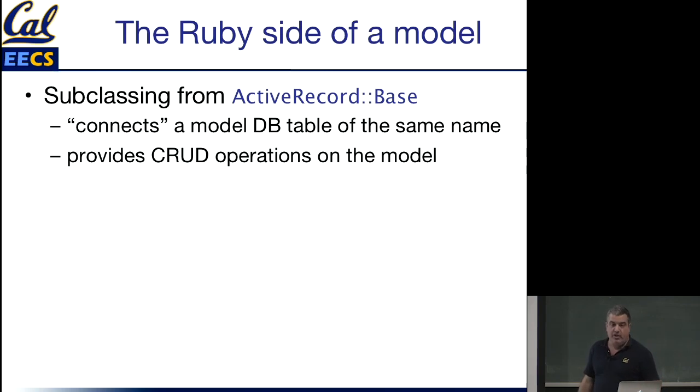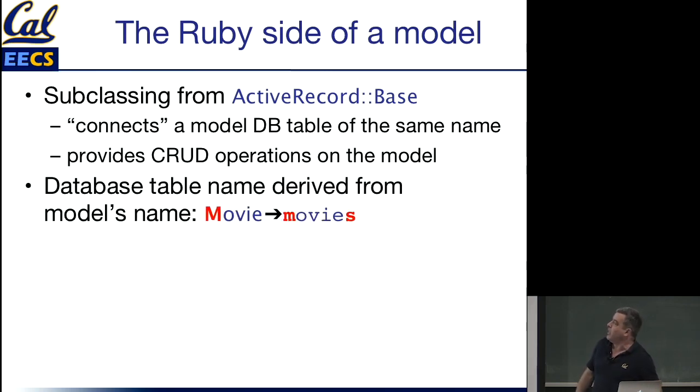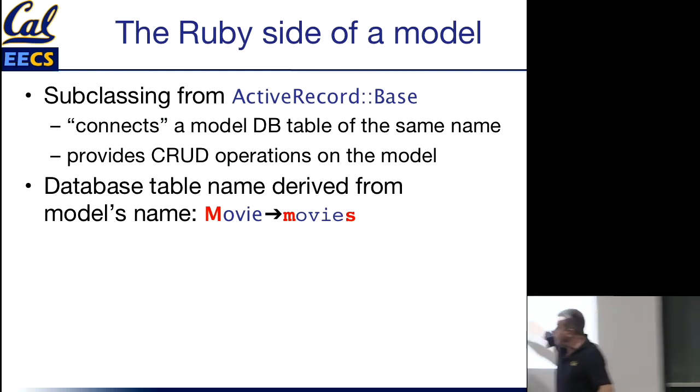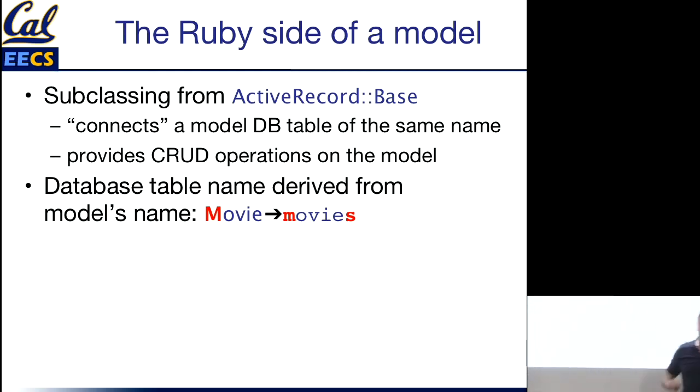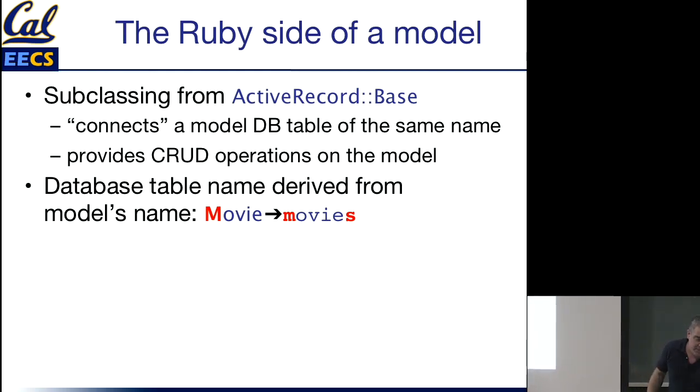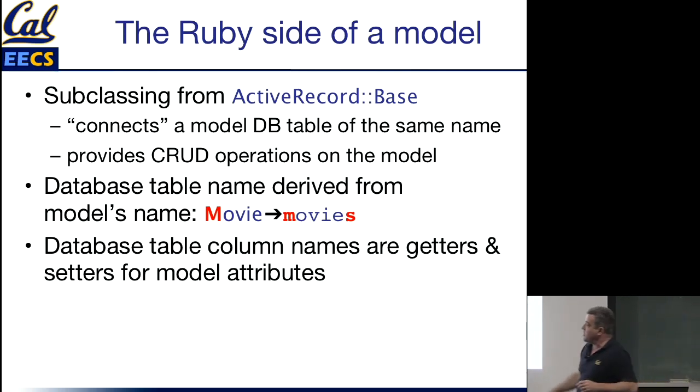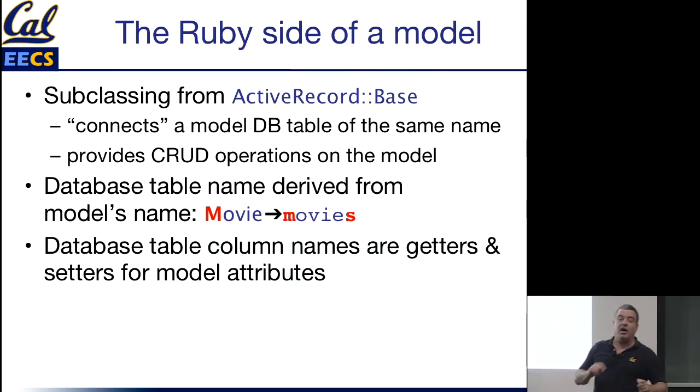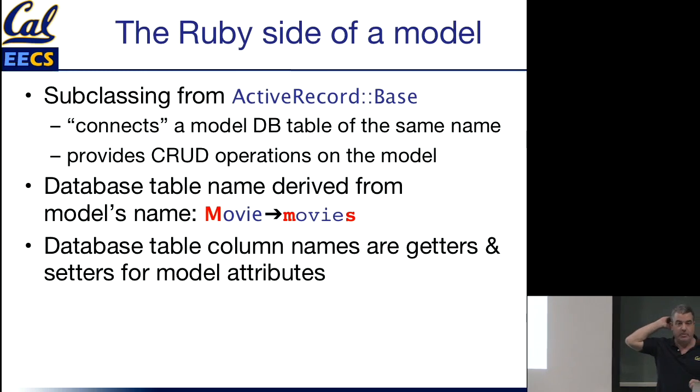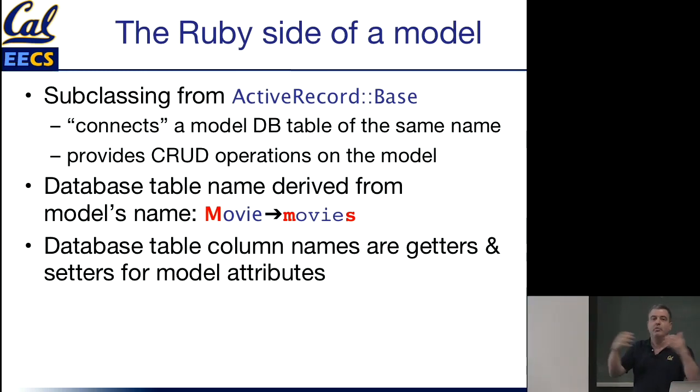Thanks to convention over configuration, we know how the database table is named. Basically, you take the name of the model, and you assume that the database table is lowercase and pluralized, which kind of makes sense, right? If a movie is a thing, then movies would be a table that has a lot of them. And the cool thing is that the column names in the database are the getters and setters for model attributes. And this is the part where you appreciate why Ruby and Rails sort of walk around together a lot. So let me show you what I mean by that.